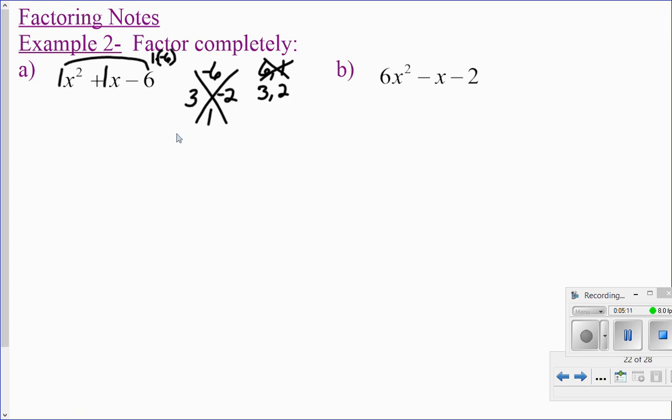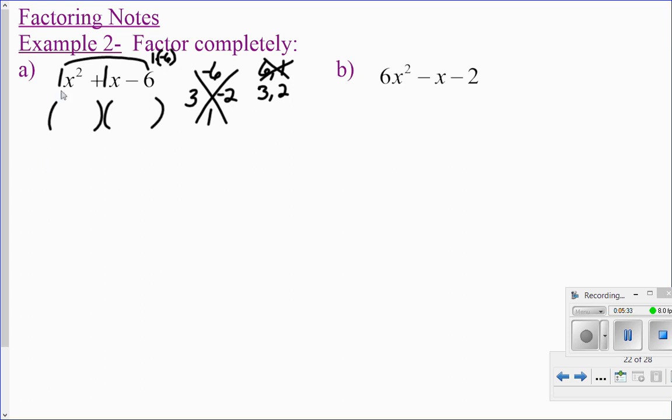So now I'm ready to write my factors, and I know that I can go right to the binomials because the leading coefficient was only a 1. When the leading coefficient of a trinomial is a 1, and we've already checked for greatest common factor, we can go right from these two numbers to our answer, to our binomials.